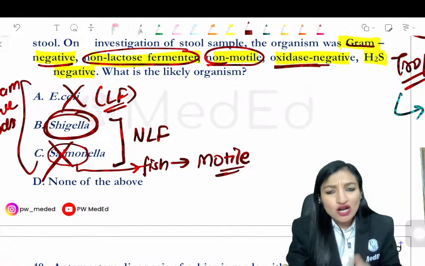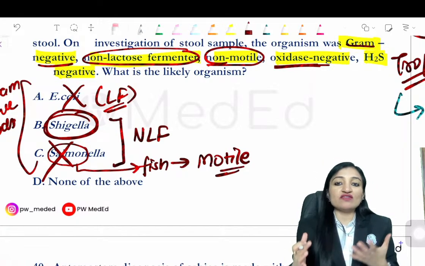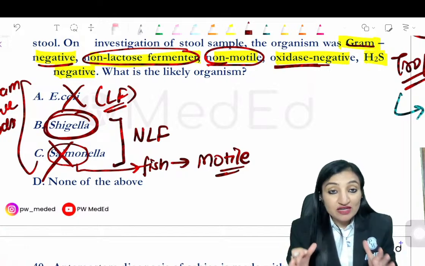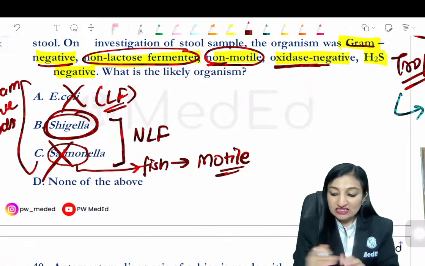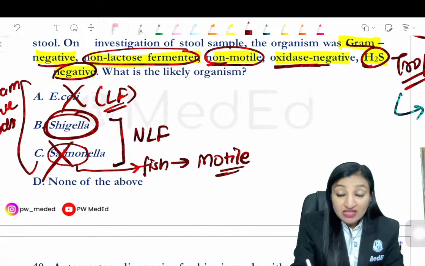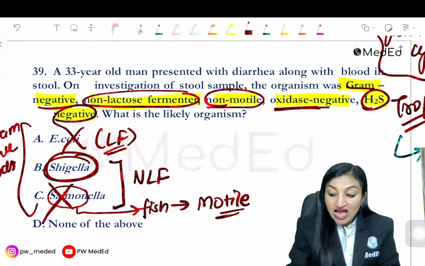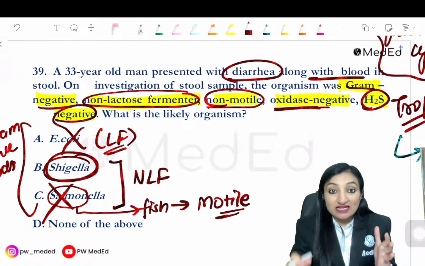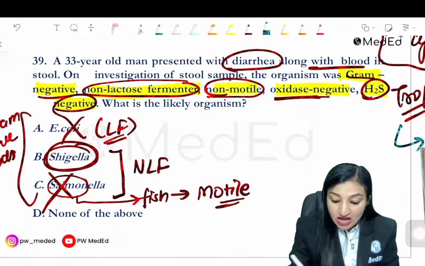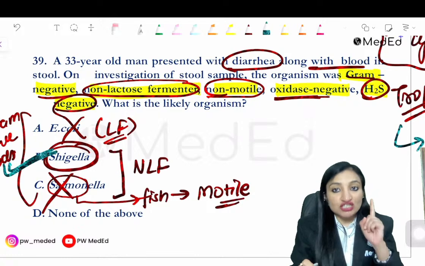Oxidase negative. Is Shigella oxidase negative? Yes, it's a member of the Enterobacteriaceae family. The very definition of Enterobacteriaceae is that it has members who are oxidase negative, gram negative rods. H2S negative? Yes, it is H2S negative. And of course, Shigella can cause diarrhea with blood in the stool. It's the causative agent of bacillary dysentery. So our answer is option B, that is Shigella.